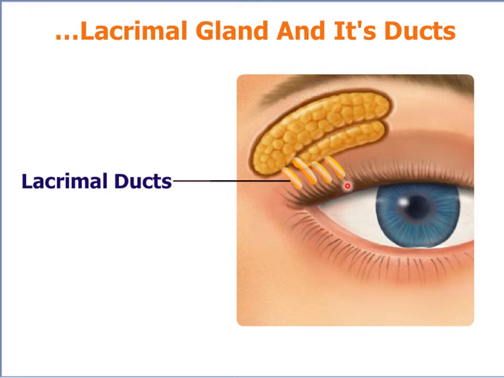So what happens when the palpebral part is removed? If you remove the palpebral part, it is equivalent to the removal of the whole gland, because the ducts of the orbital part have also been removed. The secretions of the orbital part cannot reach the conjunctival sac. But this does not result in dryness of the eye because of the presence of accessory lacrimal glands. So that is about the lacrimal gland and its ducts.